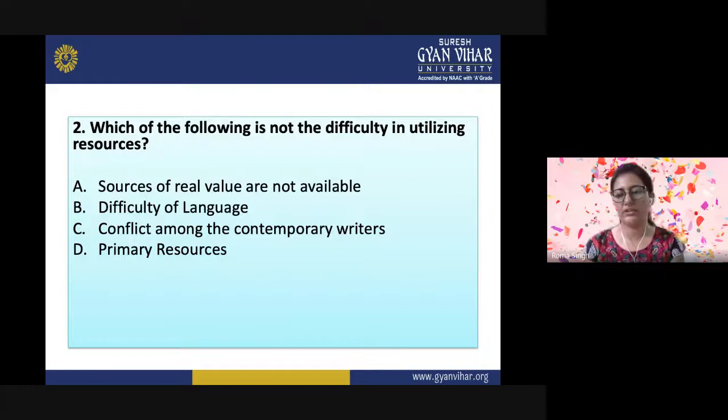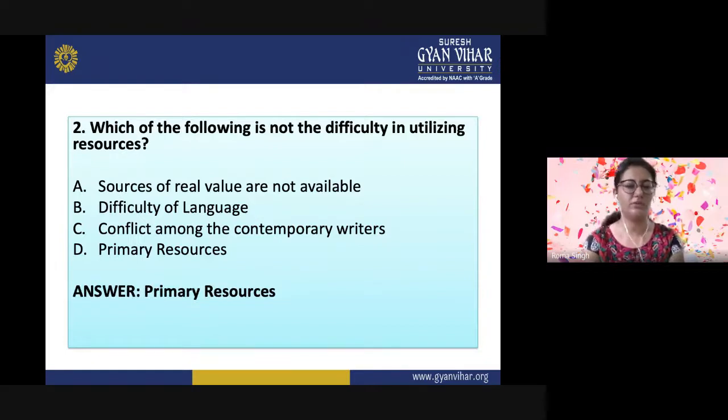Then the next question is, which of the following is not the difficulty in utilizing resources? So the options are: sources of real value are not available, difficulty of language, conflict among the contemporary writers, or the primary resources. So here we have to find out which is the limitation, which creates difficulty in utilizing resources. And the option is primary resources, because primary resources is not a limitation in utilizing of any kind of resources. And the above 3 options are certainly the limitations.